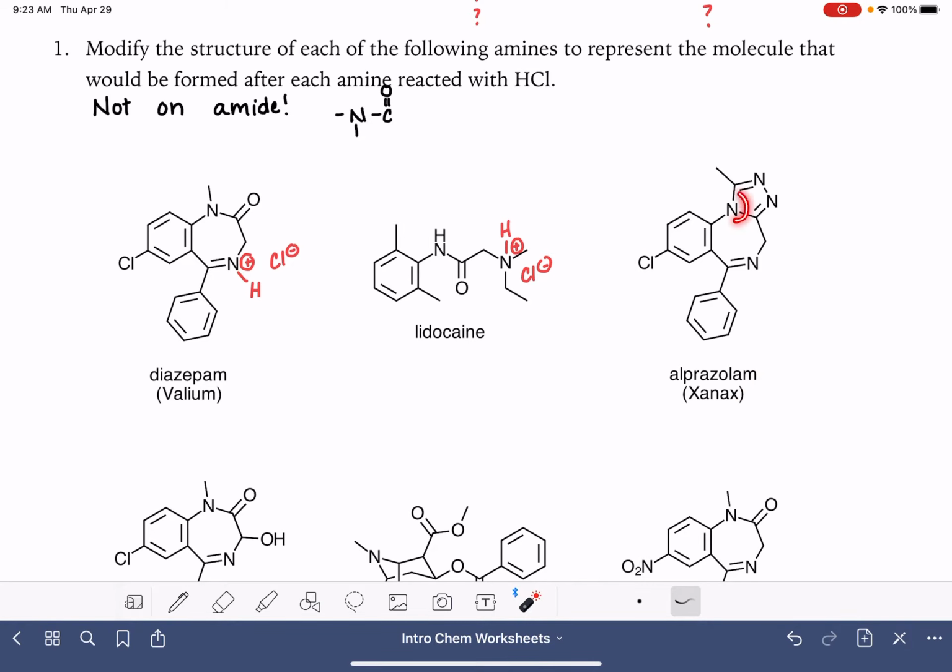Xanax, we have 3 amine groups in Xanax. That means we're going to put a hydrogen on every single one of them. And we're going to put a positive charge on every one of those nitrogen atoms. And then also, we want to have a chloride ion to go along with every one of them also. So we're just going to draw chlorides all over in here.